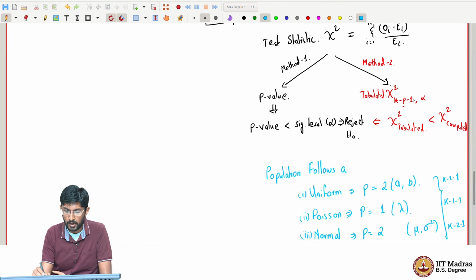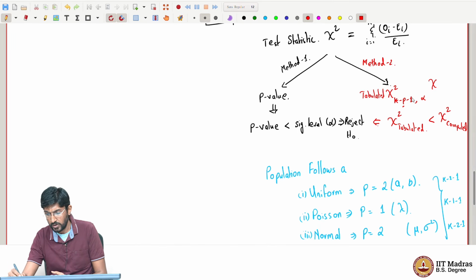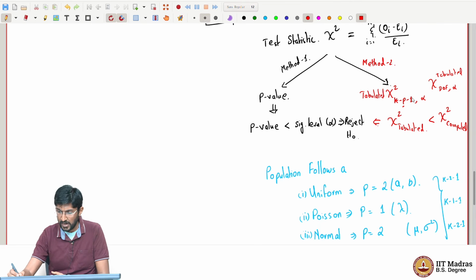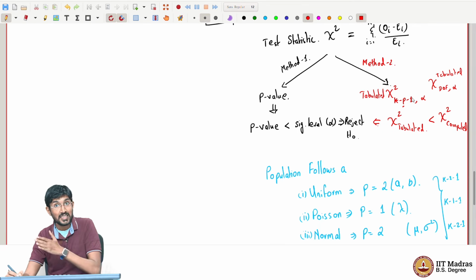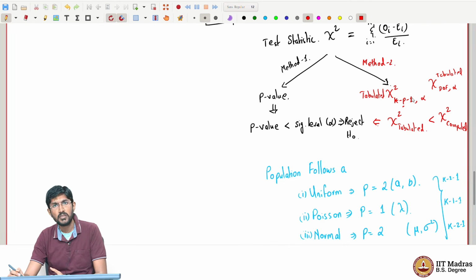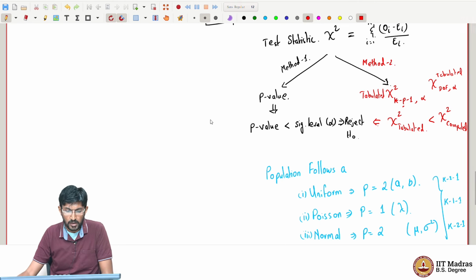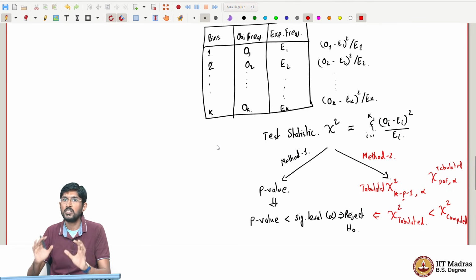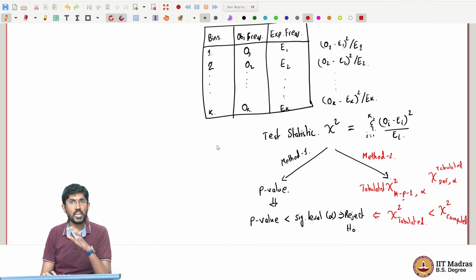So, when you look at getting the tabulated value, the chi-squared tabulated value is obtained for a given degrees of freedom and at a given significance level alpha. And if this tabulated value is lesser than your chi-squared computed value, you would reject the null. If not, you will not reject the null hypothesis. So, this is the initial introduction to the chi-squared test that you have studied so far in your statistics course.